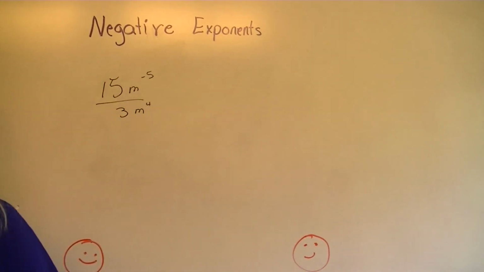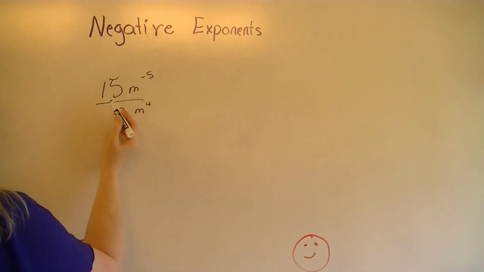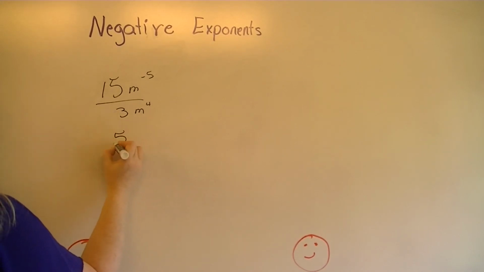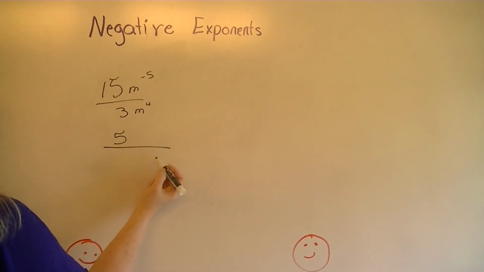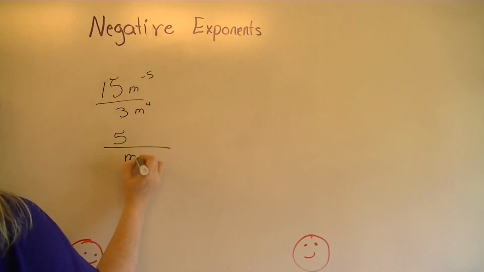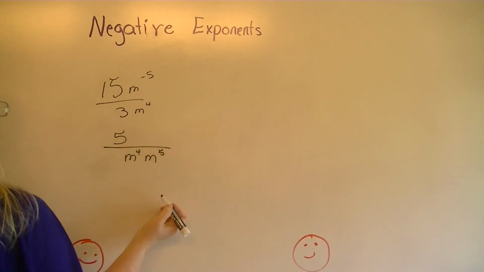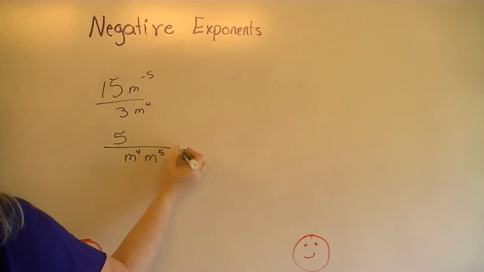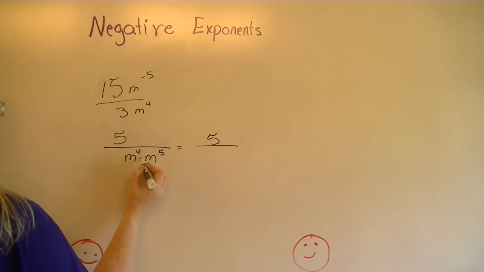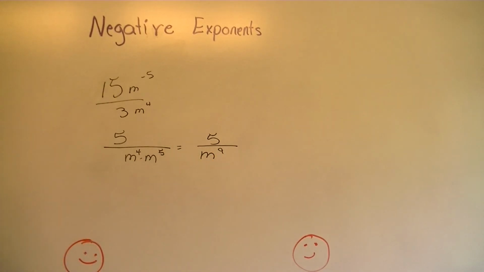Alright, in this one I like to think about the numbers separately from the m's. So I'm going to think about the fraction 15 divided by 3, which is 5, and I'm going to write my fraction bar. This m is to the negative power, so the m on the bottom is okay, but this other one needs to flip down into the denominator, and then I would use my rule for multiplying the same bases, which would be add the exponents, and that would be m to the 9th power.